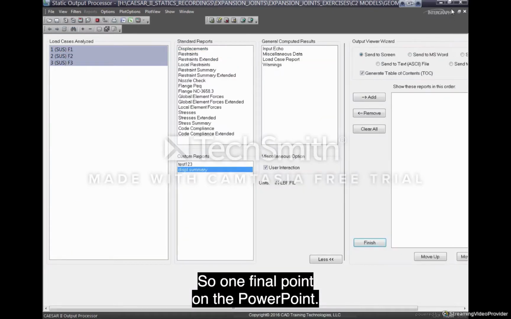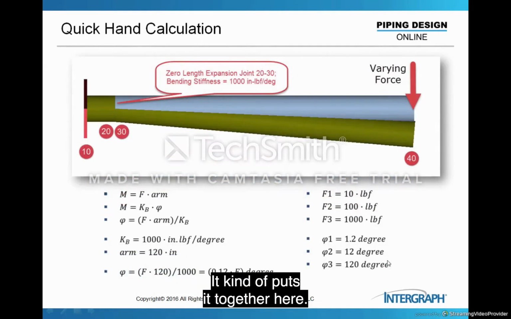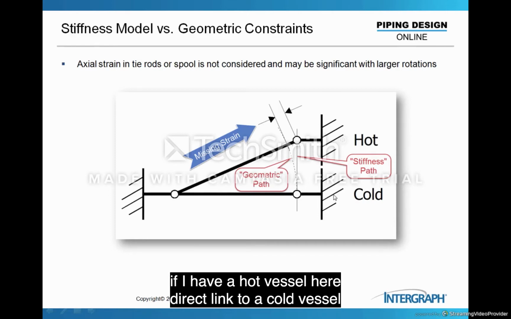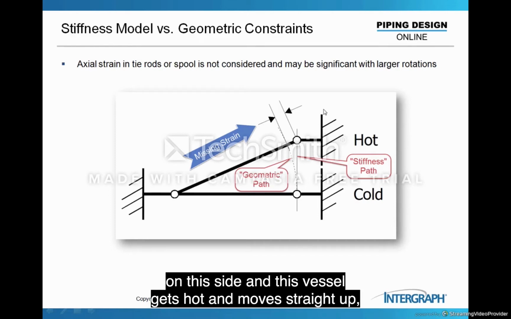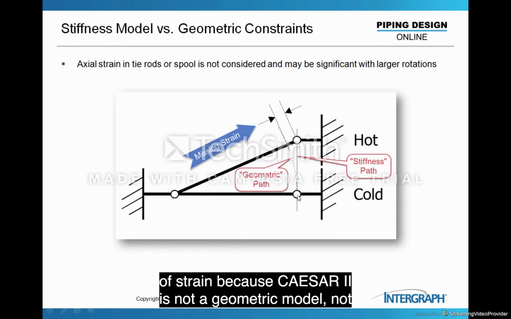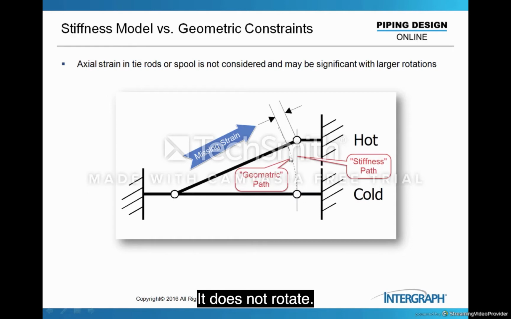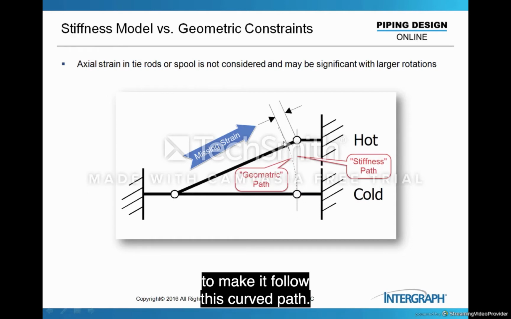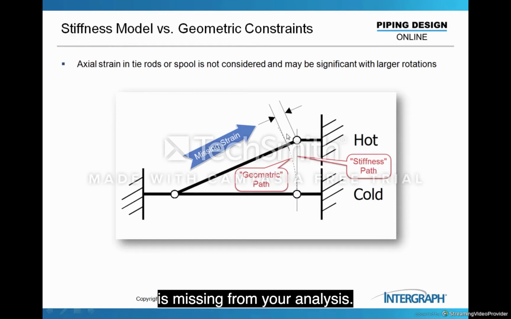So one final point on the PowerPoint, it kind of puts it together here. The stiffness path, in terms of vertical stiffness here, if I have a hot vessel here, directly linked to a cold vessel on this side, and this vessel gets hot, it moves straight up. The program, CAESAR II, will be missing this little bit of strain because CAESAR II is not a geometric model, not a linkage model. It does not rotate. Now, there are special tricks you can use in CAESAR II to make it follow this curved path, but typically this type of extra strain is missing from your analysis.